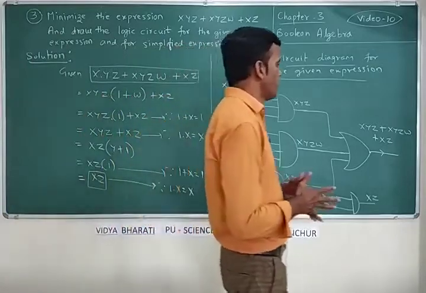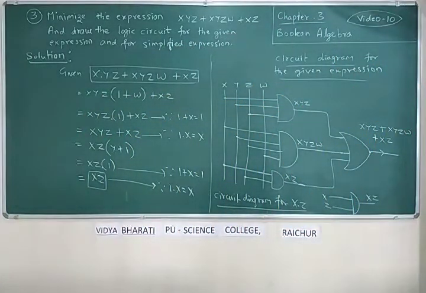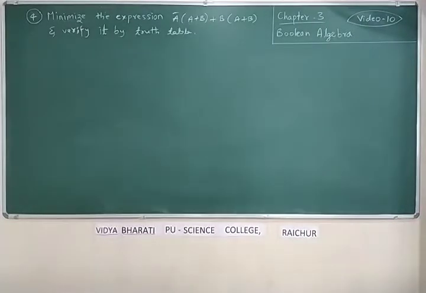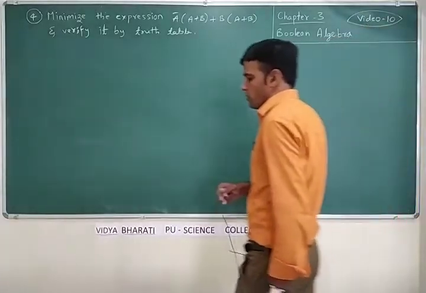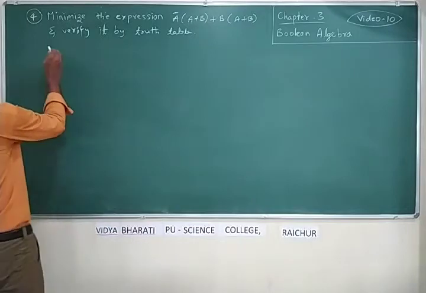Now we'll consider one more problem using the algebraic method only. Now we'll consider the fourth problem. I have written that problem. This time again we have to go for simplification, of course. Afterwards we have to verify it by truth table. So first we'll simplify it. We'll reduce the given expression.